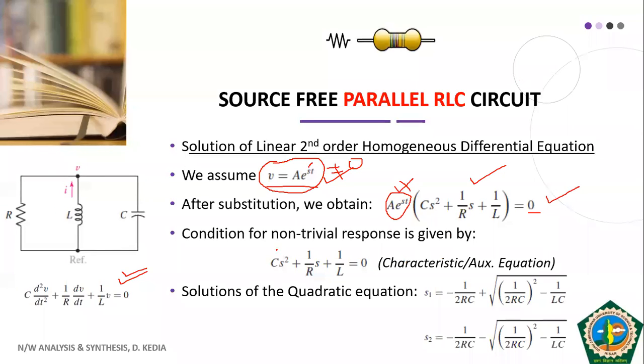So for the non-trivial response, the other way is that this second term should be 0. Only then will the total product be equal to 0. So what we do is equate the terms in the bracket to 0, and we call this equation the characteristic or auxiliary equation.